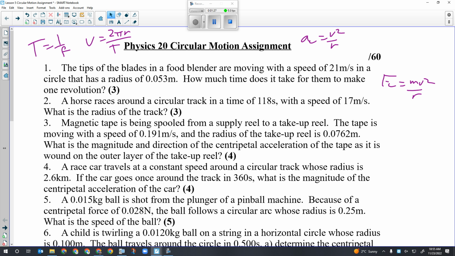Second one, horses race around a circular track in a time of 18 seconds. That's the time for 1 revolution. With a speed of 17 meters per second, what's the radius of the track? Again, don't overthink it. It's only out of 3 marks. There's not much there.